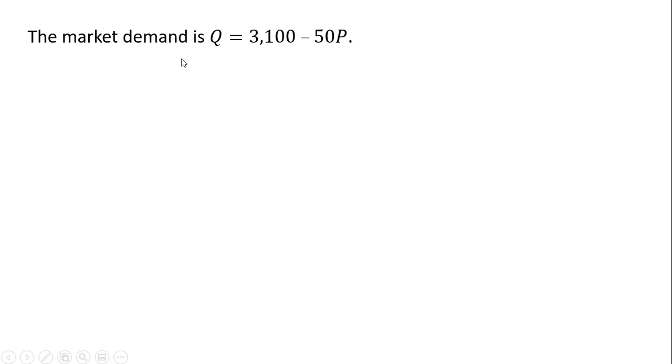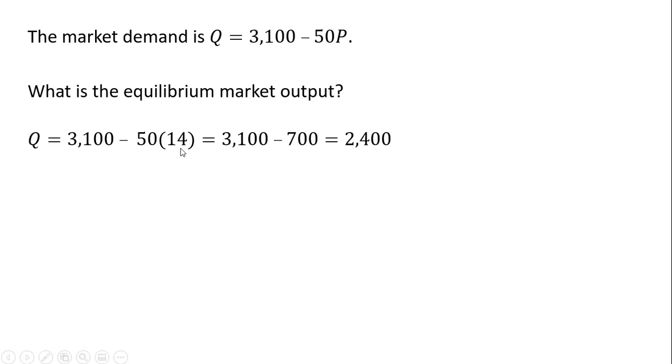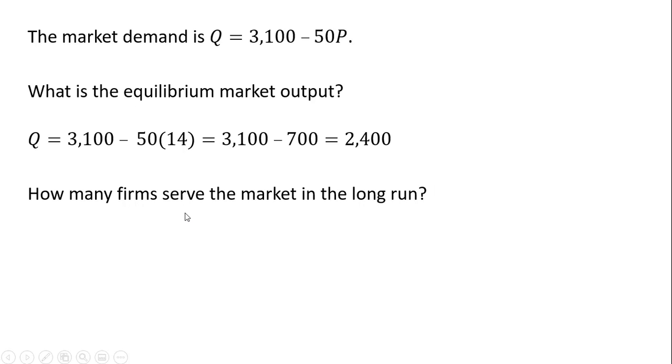Let's say that the market demand in this market is given by the following. What is the equilibrium market output? We're going to take the price that we established of $14 and plug it into the market demand equation. And we see that the equilibrium output would be 2,400 units.